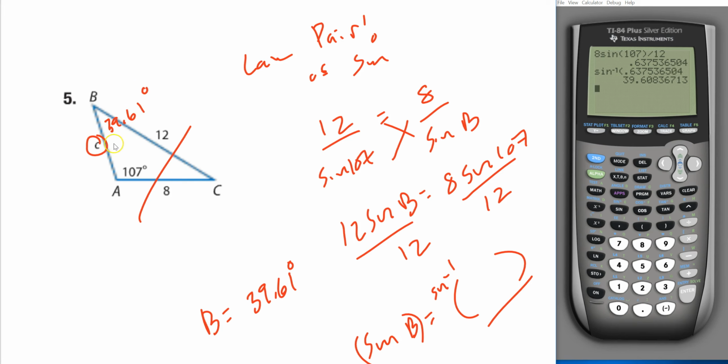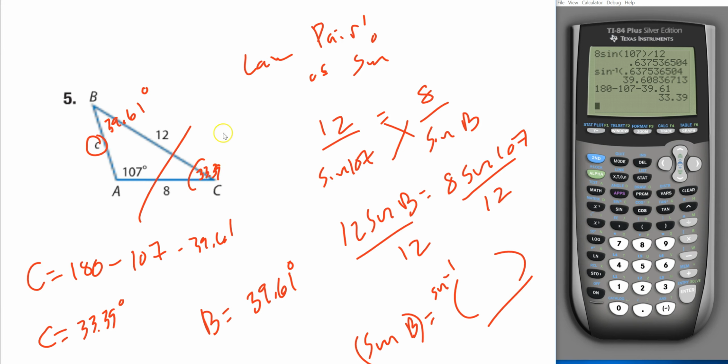Now, again, I gotta find C, so what am I do next? Well, again, I gotta find angle C. So let's do 180 minus these two. So capital C, 180 minus 107 minus 39.61. And I get 33.39. That's the angle right here.